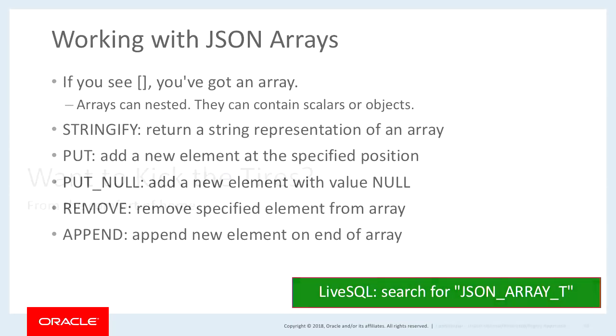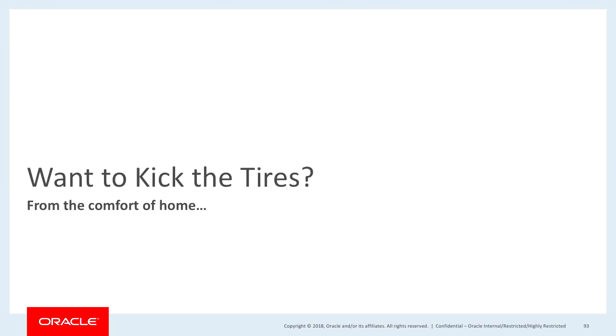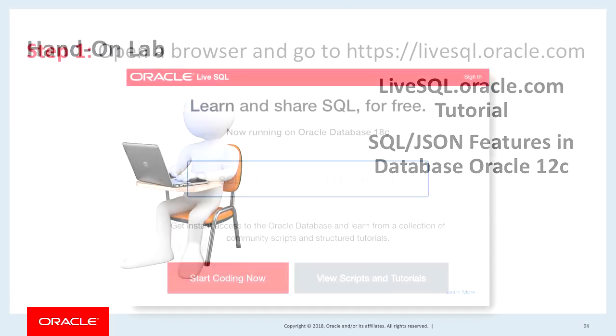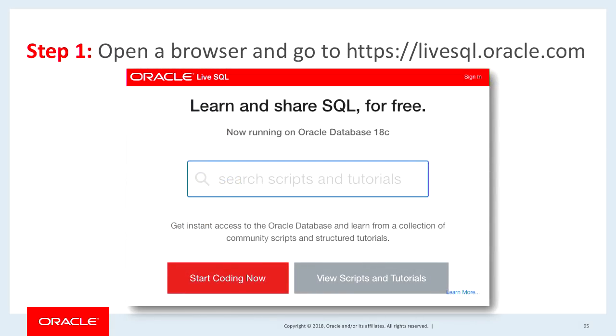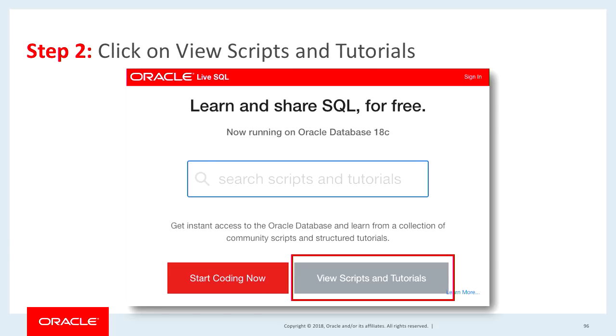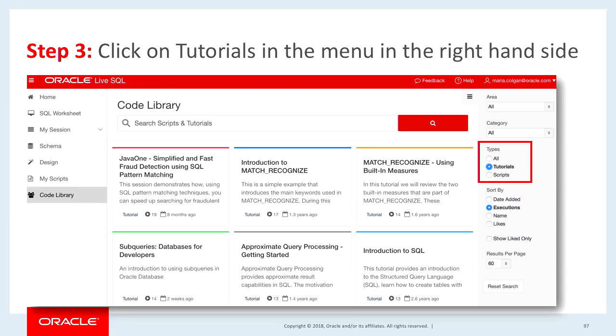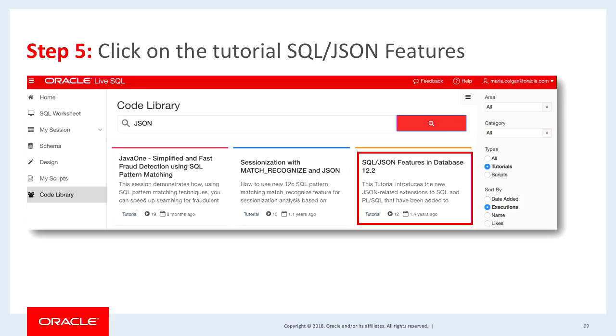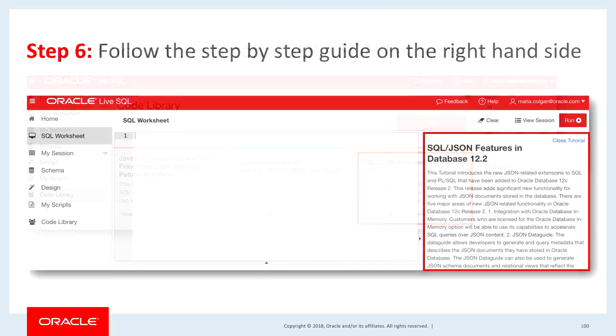I'm going to skip the detail on arrays and just point out one more resource you can use if you're interested in learning to do this on your own. Again, it's using Live SQL, but unlike just the examples that Stephen's put out there, there's an entire tutorial that you can use to learn about this functionality. The way you get to it, just go to Live SQL, go to the bottom where it says View Scripts and Tutorials, filter on Tutorials, and then search for JSON. And you'll see this SQL JSON features in 12.2.